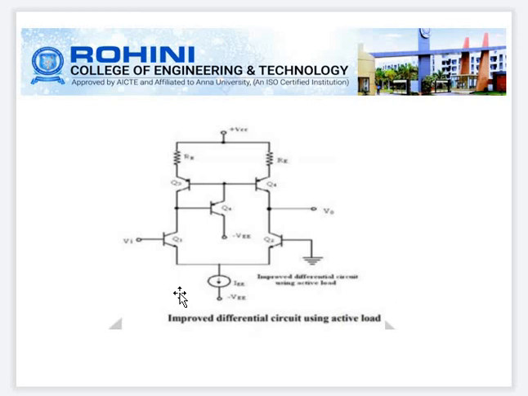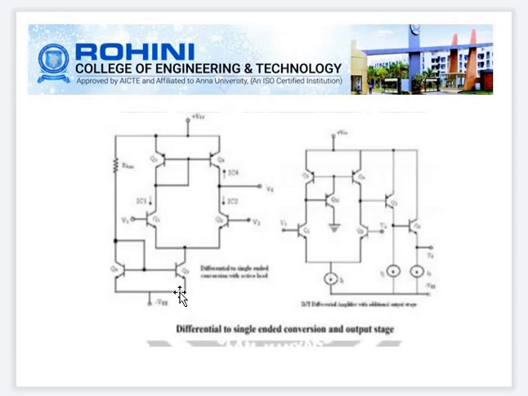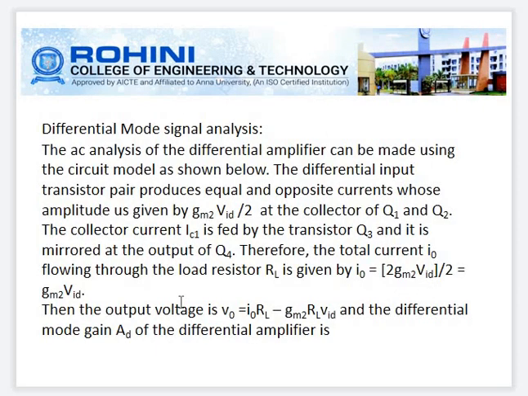One input of the differential amplifier is grounded. Only one input V1 is active. So differential to single-ended conversion and the output stage is given. Here the gain is improved by introducing an additional transistor in the output of the differential amplifier. The AC signal analysis of the differential amplifier can be made using the circuit model as shown above.